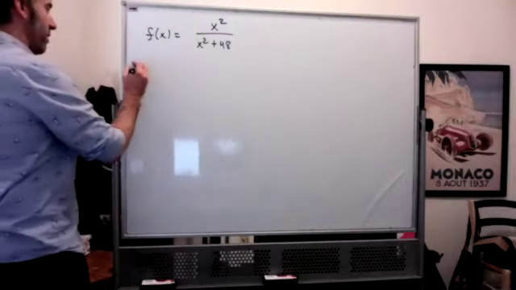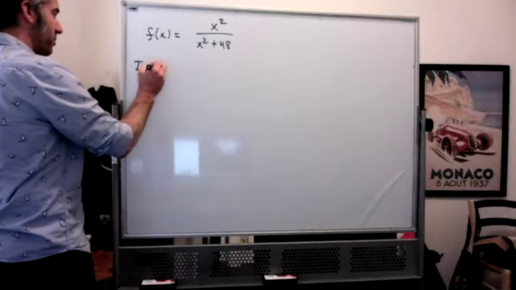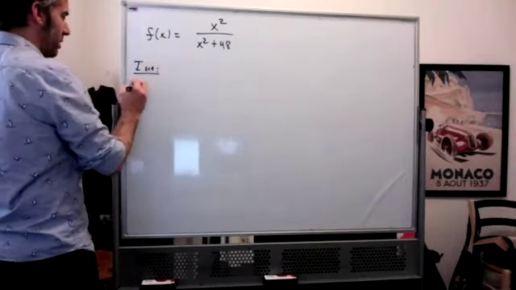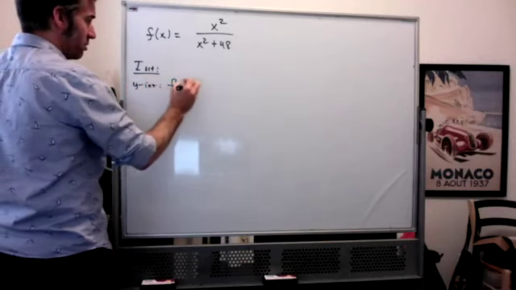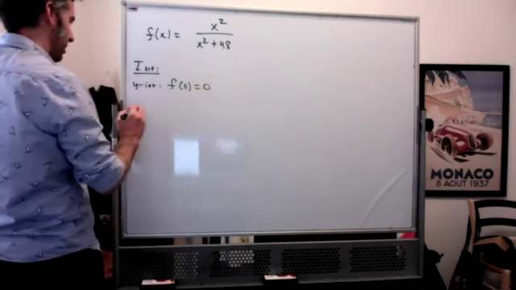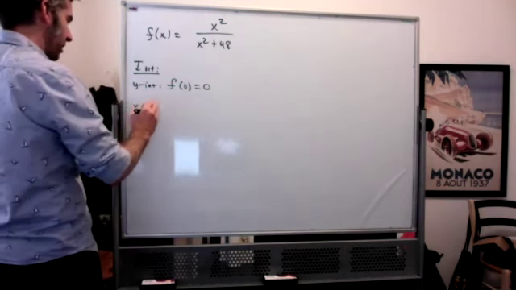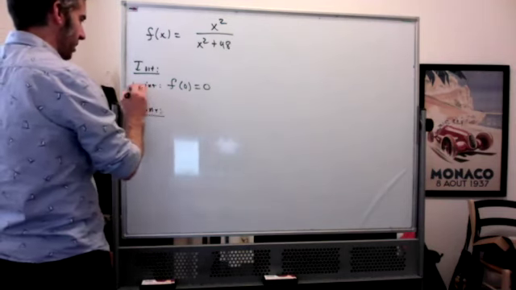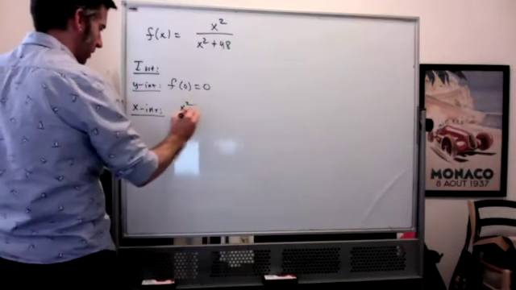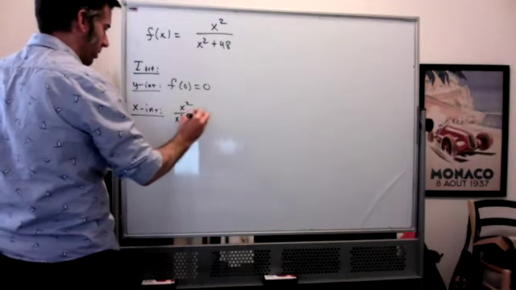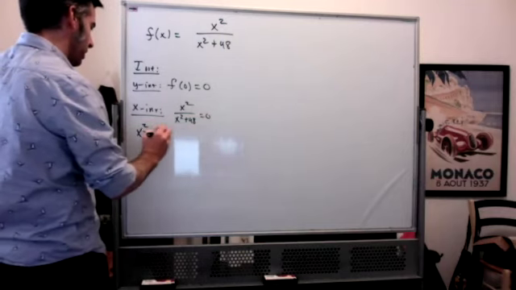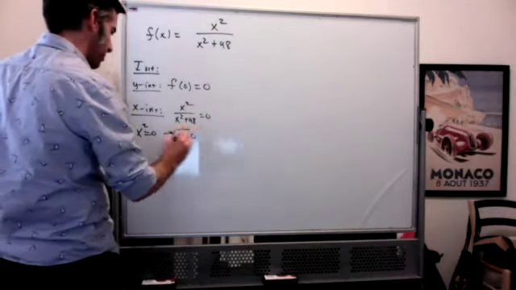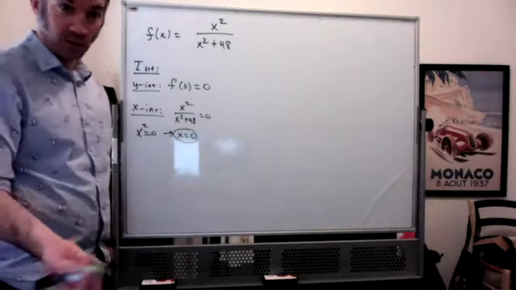So I'm going to find my intercepts. Let's see the y-intercept. If I set x equal to 0, I'm going to get 0. And if I set the function equal to 0, to find the x-intercepts, if I set x squared over x squared plus 48 equal to 0, I'm really just setting the top equal to 0, which is going to give me 0. So my only intercept is the origin, okay?